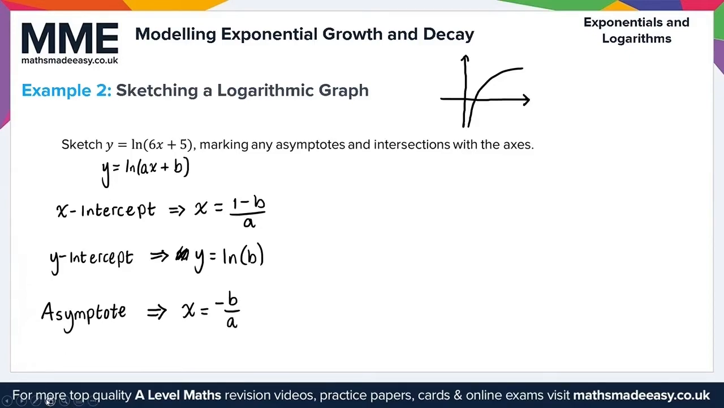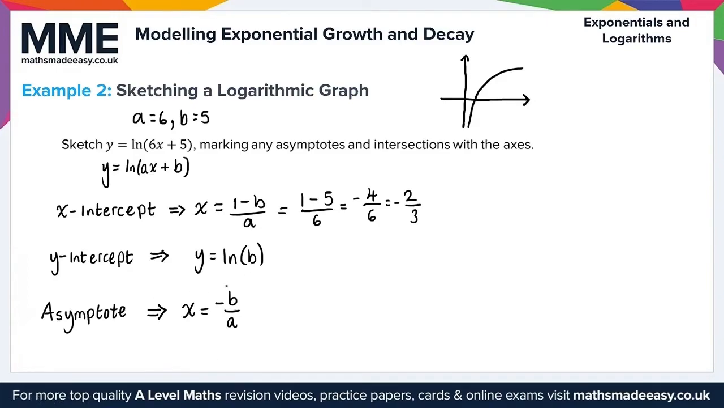Okay, so let's just quickly get rid of this smudge in here. There we go. And now let's move on to sketching this. So we've already identified the shape that we should obtain here for our logarithmic graph. In that case, we just need to simply work out the x-intercept, the y-intercept, and the asymptote. Well, the x-intercept here is simply given by using the fact that a is 6 and b is 5. So in this case, this is 1 minus 5 divided by 6. And that will give us minus 4 over 6, which is equal to minus 2 over 3 there.